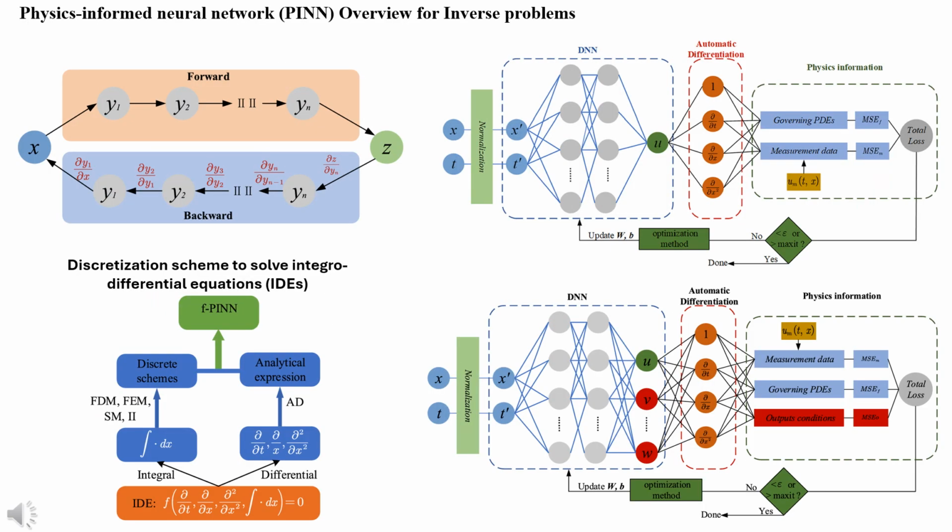PINNs represent a novel approach to solving inverse problems by incorporating physical laws directly into the structure of a neural network. This hybrid framework allows the neural network to respect the constraints imposed by the underlying physics, improving accuracy and reducing the need for large amounts of training data.